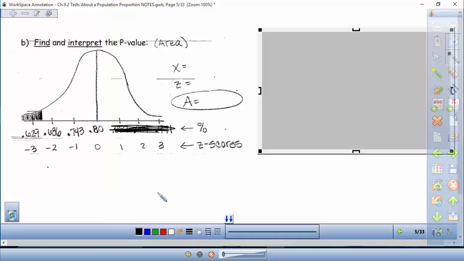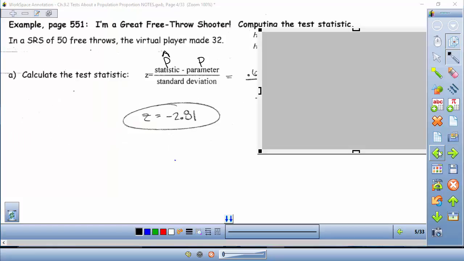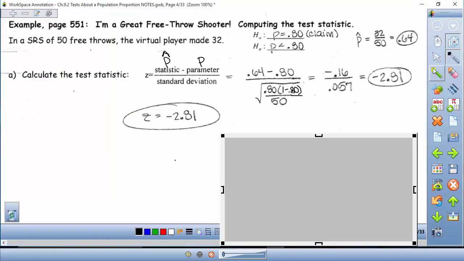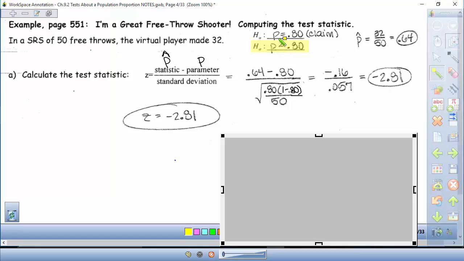Now, I said we need the left-hand side. Let's figure out why. How do I know I need the left-hand side? Let me go back to the beginning and I'll show you. Right there, you see where it says the H0 and the Ha? Do you notice that one is a less than? So if it's a less than problem, you're shading on the left of the bell curve.